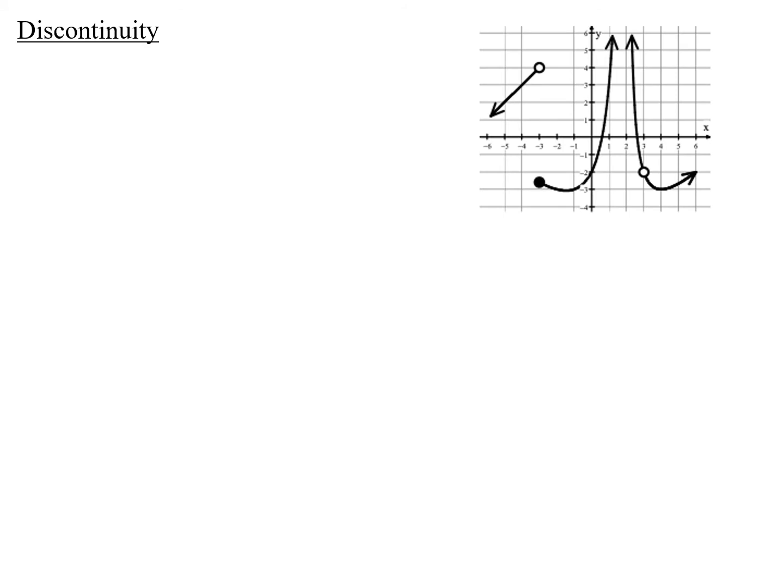Okay, the second property we want to talk about is discontinuity. I'm going to use this piecewise function as an example. There are 3 types of discontinuities. One is called a hole. An example of a hole is right here. There's simply no value at x equals 3. This function doesn't have a value, so we call that a hole.